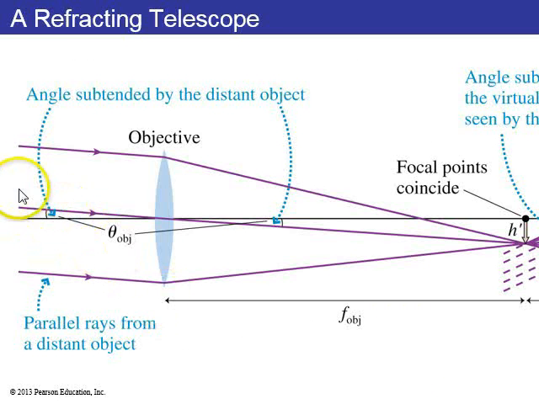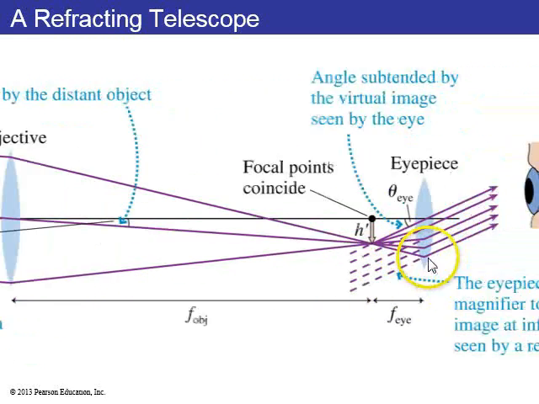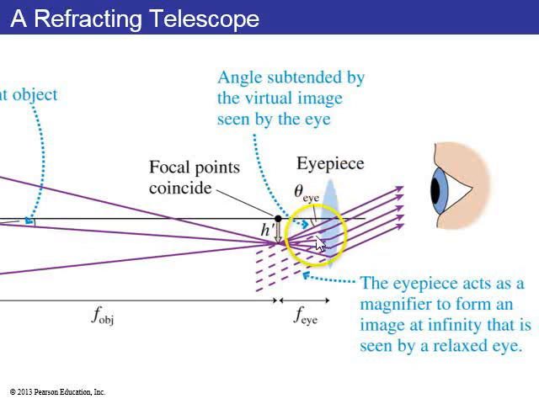So how that looks, here are some parallel rays from a very distant object, maybe a star, and they're coming in at an angle to the optic axis of theta objective. This objective is a converging lens which forms a real image over here at f objective, if this is off at infinity. And over here we have an eyepiece which acts as a magnifier to look at this real image. And we set the eyepiece to look at it out at infinity.